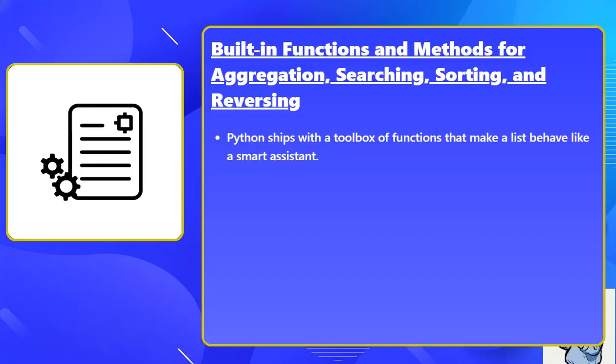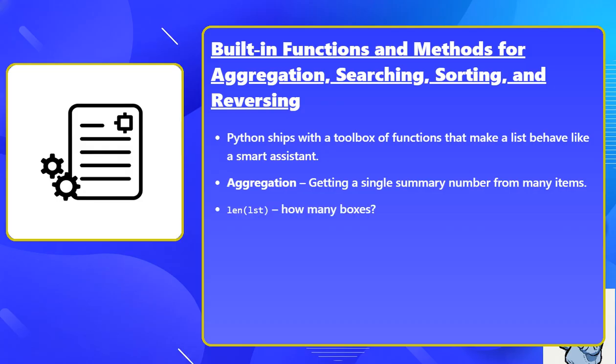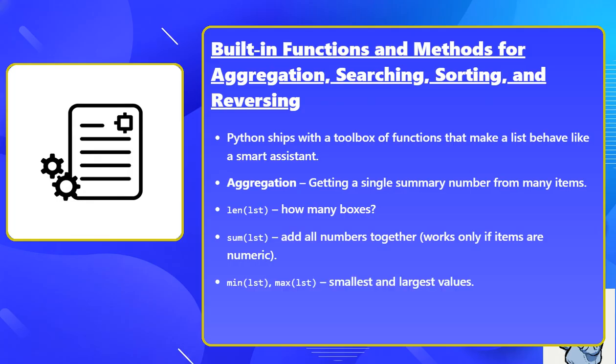Python ships with a toolbox of functions that make a list behave like a smart assistant. Aggregation, getting a single summary number from many items. len(lst), how many boxes. sum(lst), add all numbers together, works only if items are numeric. min(lst), max(lst), smallest and largest values.